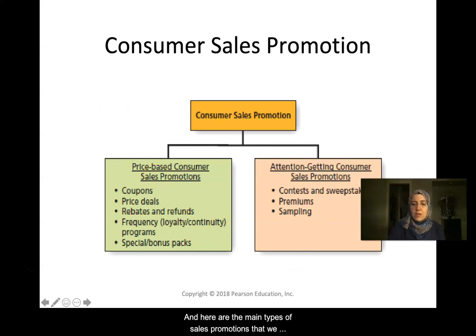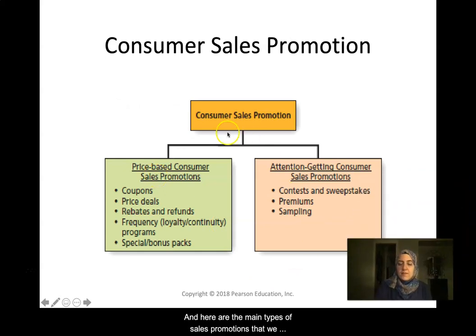And here are the main types of sales promotions that we use. Coupons. So if you see a coupon, that's not just a regular ad. We call that a sales promotion because it is designed for the customer to take it into the store immediately and make a purchase, whereas an ad can have much longer term objectives, like these objectives that we talked about at the beginning of the lecture, like informing and building relationships.